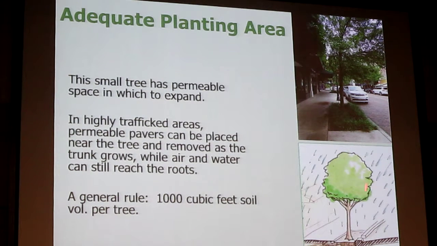So we want to think about those roots having enough room to expand out so they're not getting in the way of utilities, and not interfering with buckling the sidewalk. They've got enough room to spread out, they don't need to get into trouble. A general rule is 1,000 cubic feet of soil volume per tree.